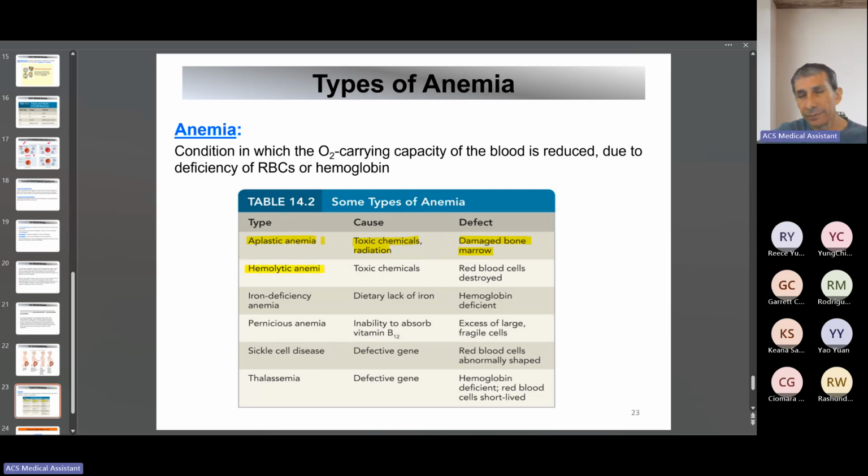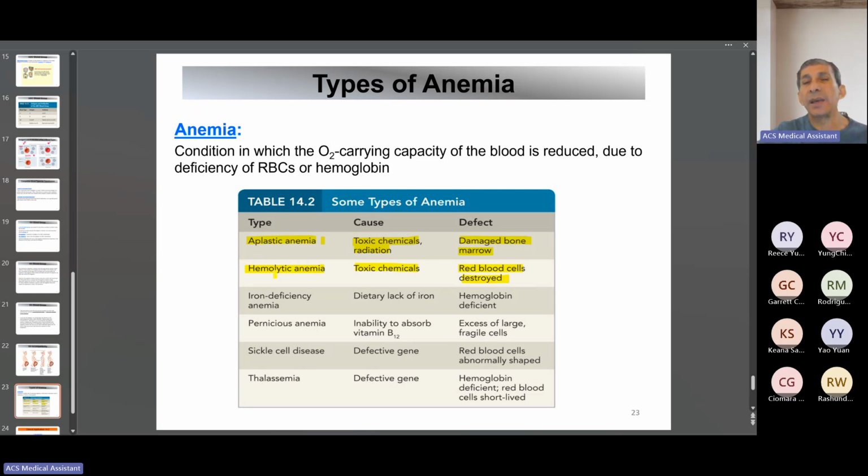Hemolytic anemia, chemicals again. Chemicals means anything that you are exposed to. Medications, overdose of medications. So it destroys the red blood cells. Now, these chemicals don't destroy the red bone marrow. No, they destroy just the red blood cells.